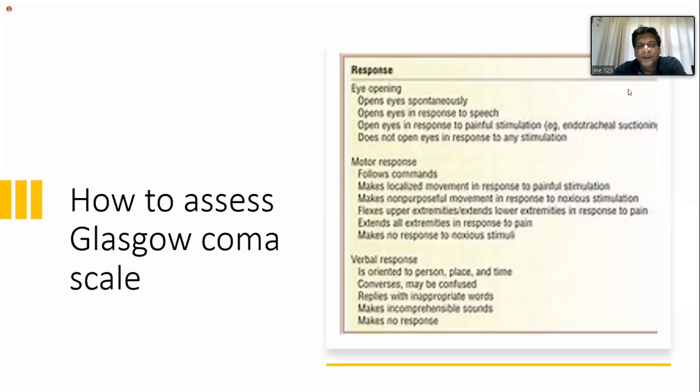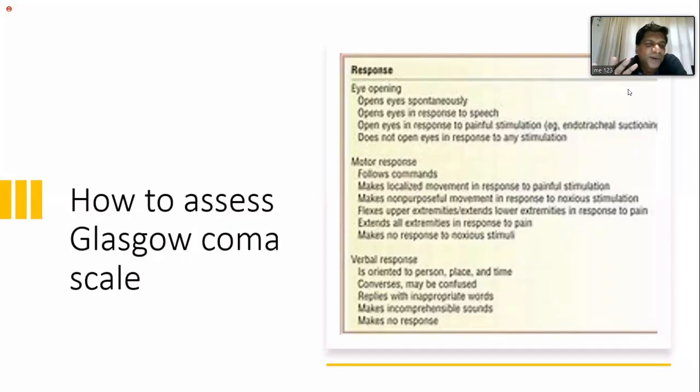If he opens his eyes only when you cause deep pain to the patient, then it's 2. Whatever you do, if the patient doesn't open eyes, you call it 1. That is eye opening. Then what is the best motor response of the patient? That means movement. If you ask him to raise his arm and he raises it, obeying the command, then it is 6.